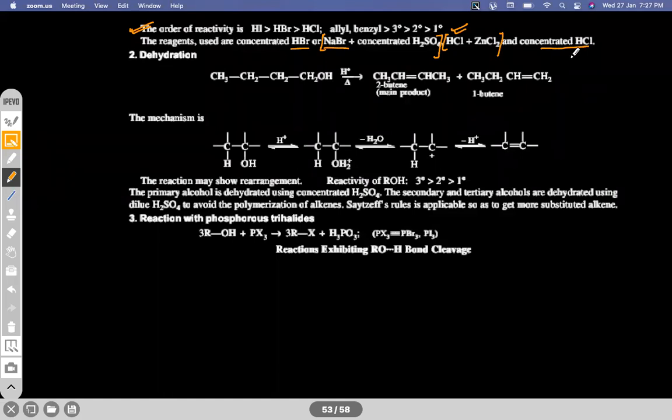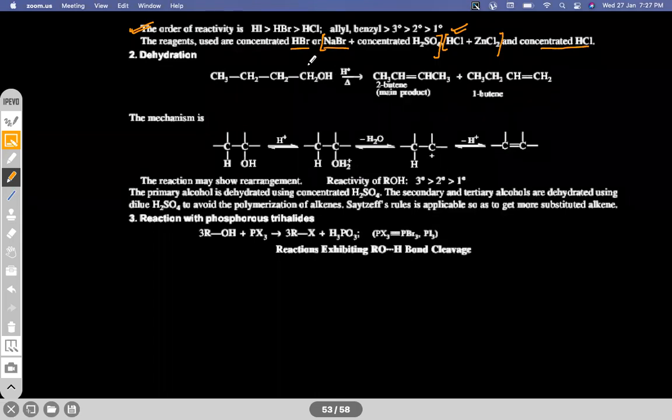Right? Next is dehydration. Dehydration is removal of H2O. We have discussed this. Alkene forms by elimination reaction, E1, E2. All these things we have discussed. So first of all, protonation happens here. H plus goes here, depending upon the mechanism, E1 or E2, and H2O goes out, leaving a positive charge here.